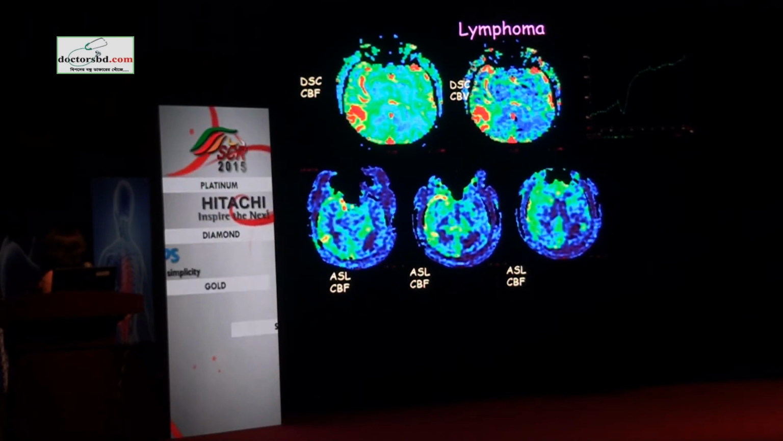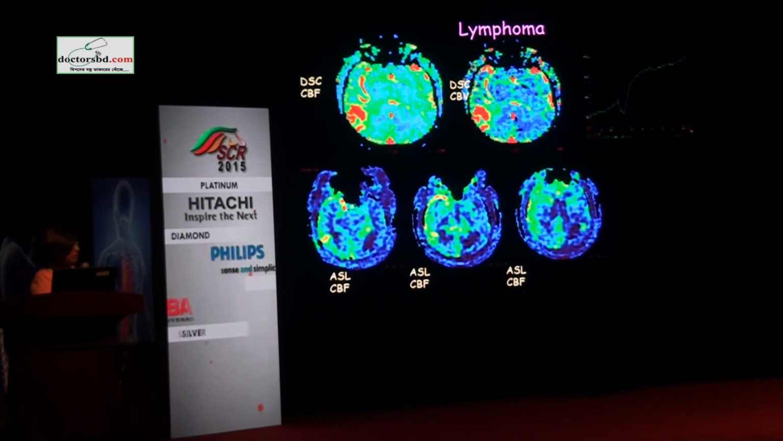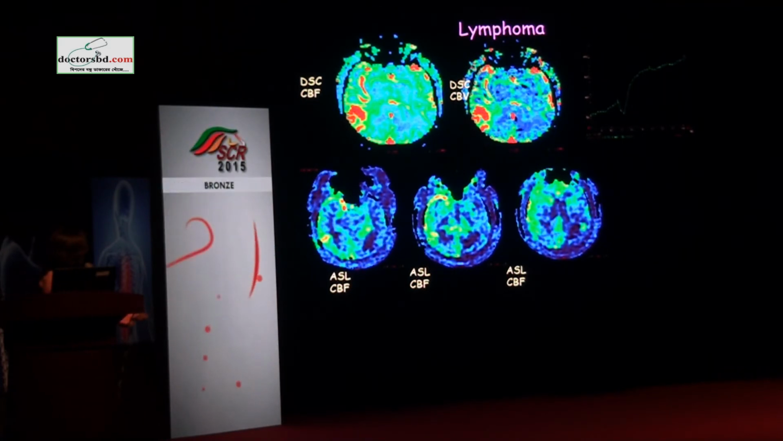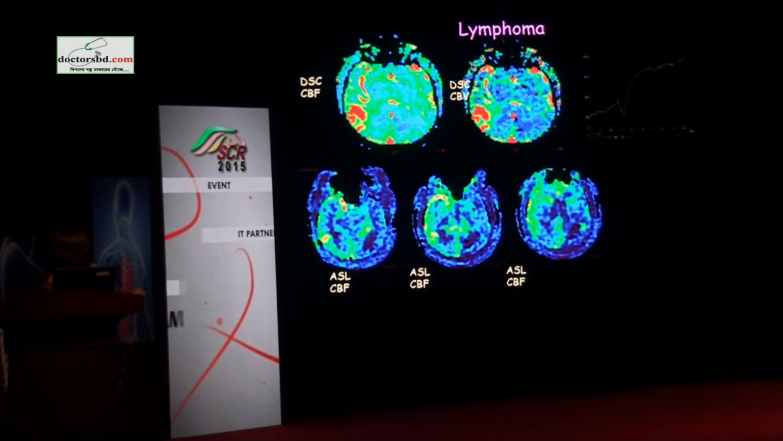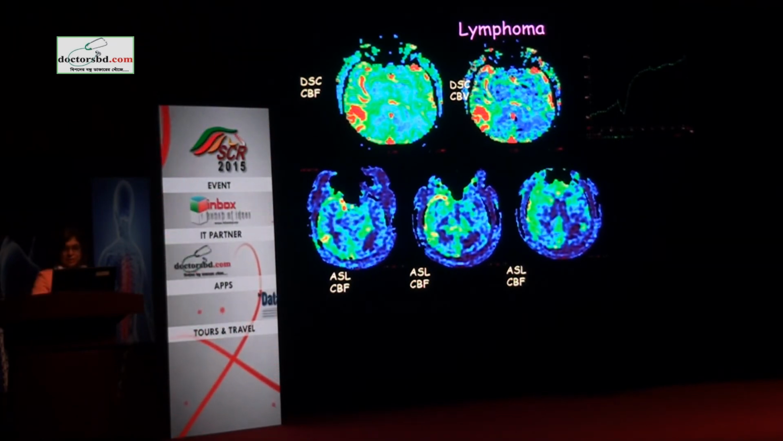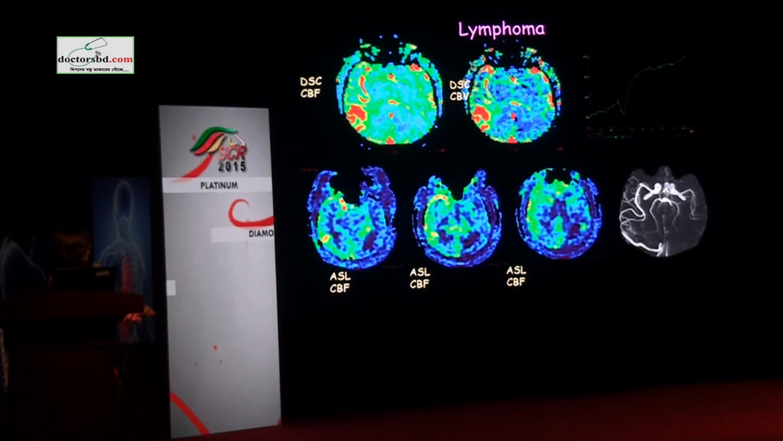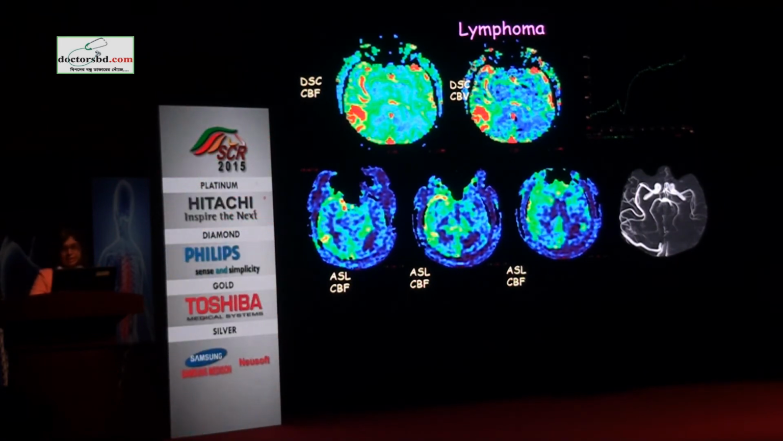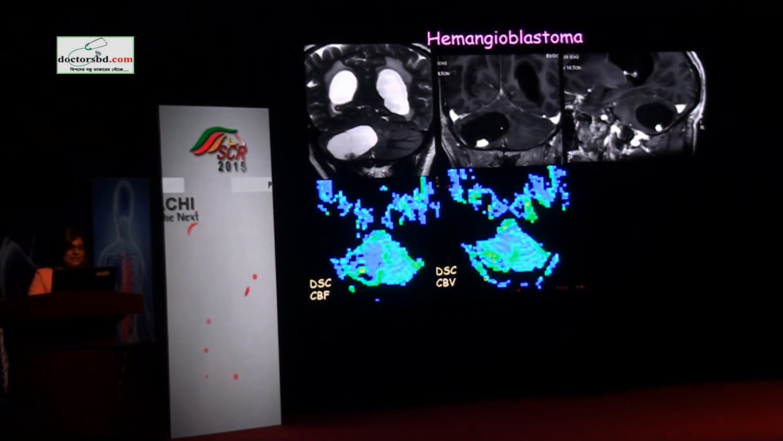But in ASL, if you see, all the lesions show increased CBF. Just make a note that this entire cerebral hemisphere is showing less flow, and that is because of this lesion here on the right side, which represents an arteriovenous malformation. So there is a steal phenomenon. All the blood from here is being diverted to the right side. So again, ASL is reliable in lesions such as lymphoma.